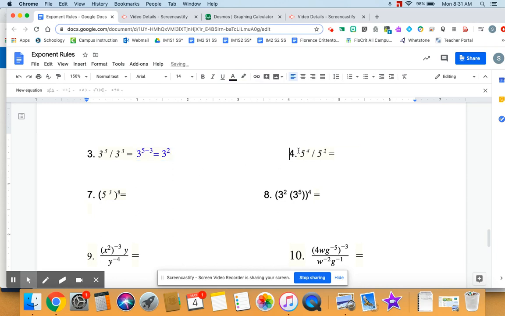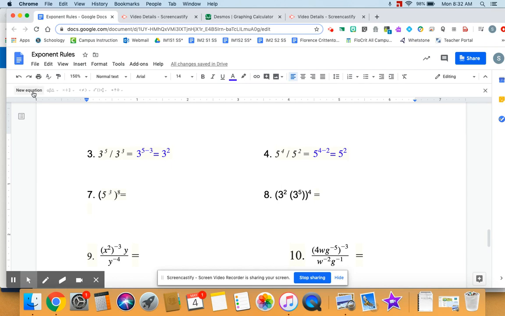For this one, 4 minus 2 is going to become 5 to the power of 2 once I'm done writing it out. Minus 2, because 4 minus 2 is 2. So that becomes 5 squared. This one is the exponent on exponent rule.